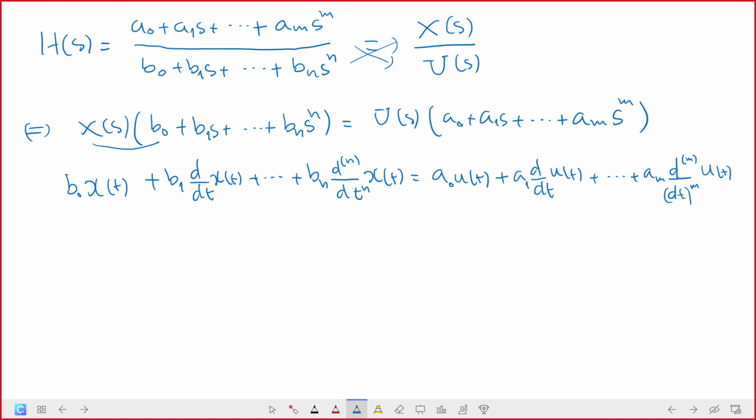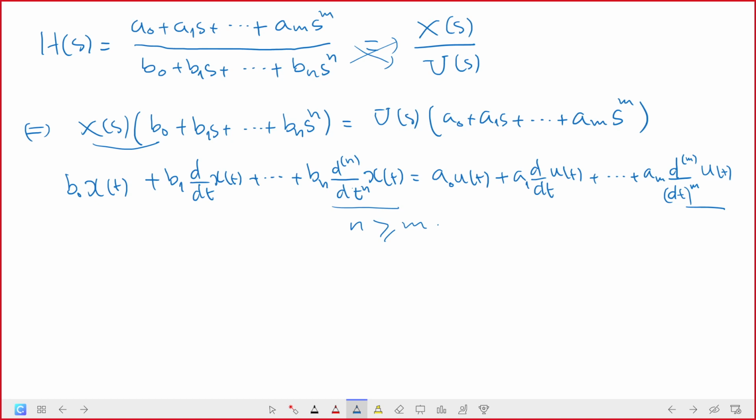So we can see that if n is greater than or equal to m, it means h has more differential terms than u. Then it's called a proper system. All right, I think that's all for transfer function. There is nothing more about it that you need to know, because after this we will discuss stability.